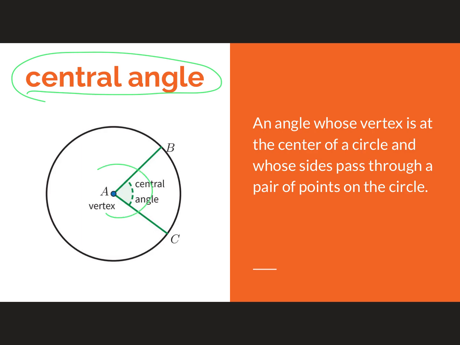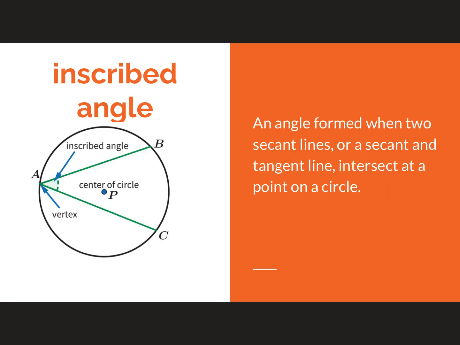So this is our central angle here. You'll notice that this point right here is the center. It is our vertex. This line could extend past here. It doesn't matter as long as it touches the ends of the circle. And the center is at the vertex, or the vertex is at the center, sorry.